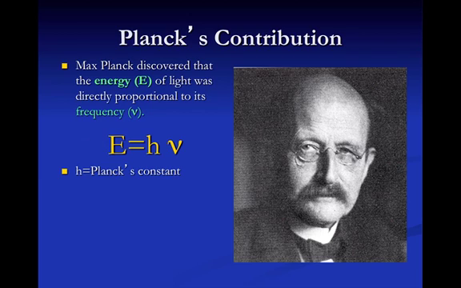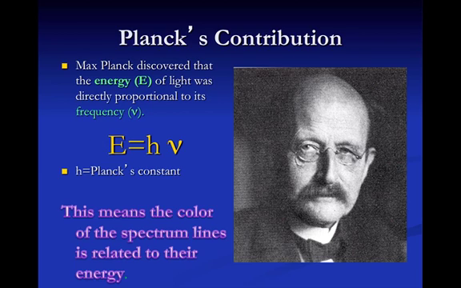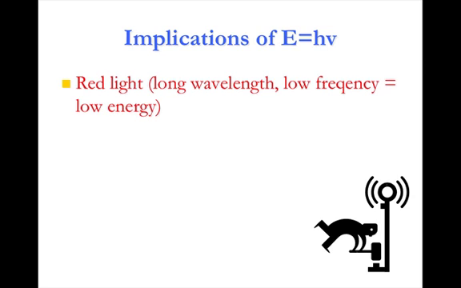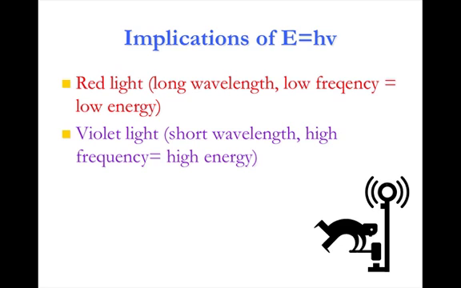So it's a really small number, but it helped us understand how the spectrum lines, or the color of the spectrum lines, was related to their energy. So that was a clue. From that, we recognize that red light, which has a long wavelength and a low frequency, has low energy, and violet light has short wavelength and a high energy. This is in the same order as Roy G. Biv in the visible light spectrum, in order from lowest to highest energy.